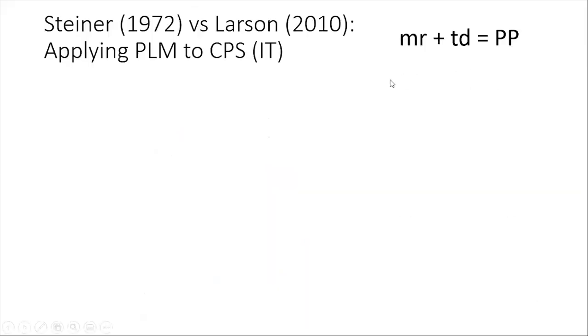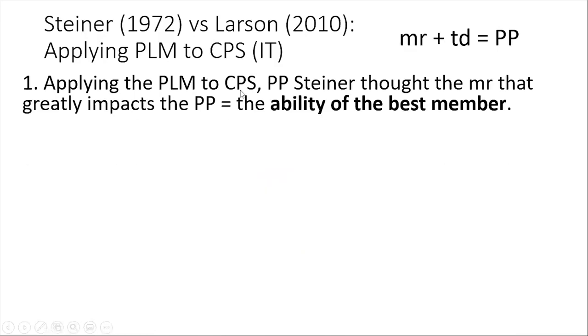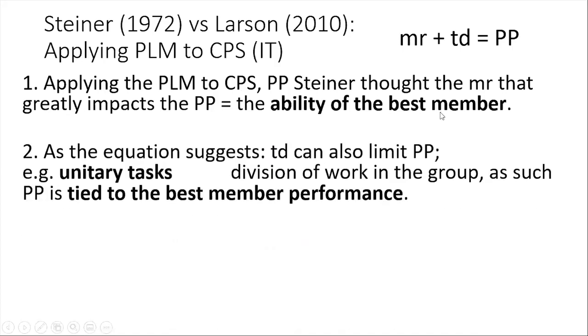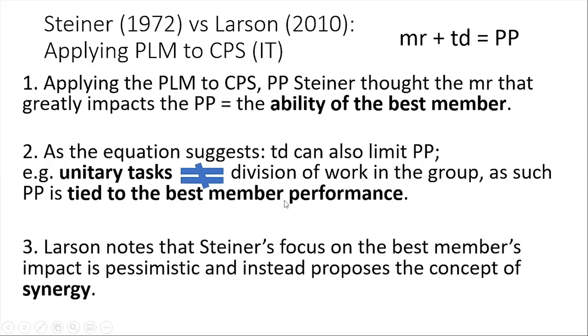Recall again the equation from earlier, MR plus TD equals PP, as we now try to understand how Steiner's model applies to collaborative problem-solving groups. According to Steiner, the main MR to affect the PP was the ability of the best member. Similarly, he thought the main task design that would affect the PP was whether the tasks were unitary or not. And that makes sense, because if the task can't be divided amongst the group, then the PP will be affected by the best member performance.